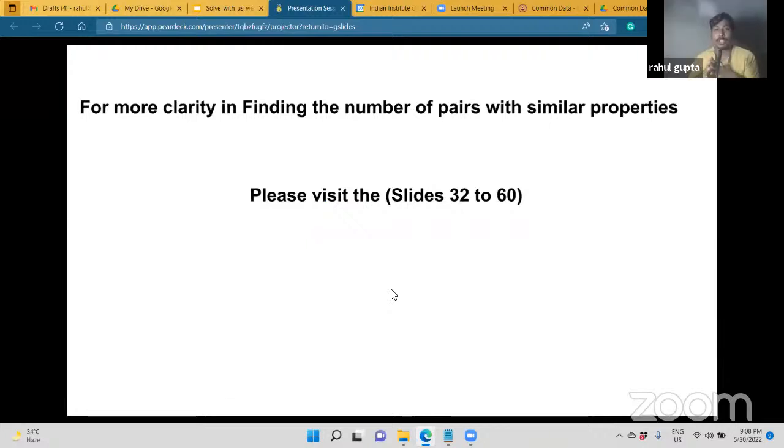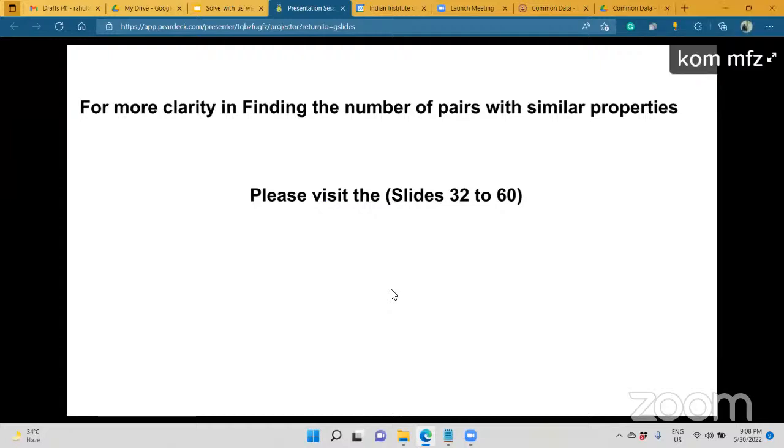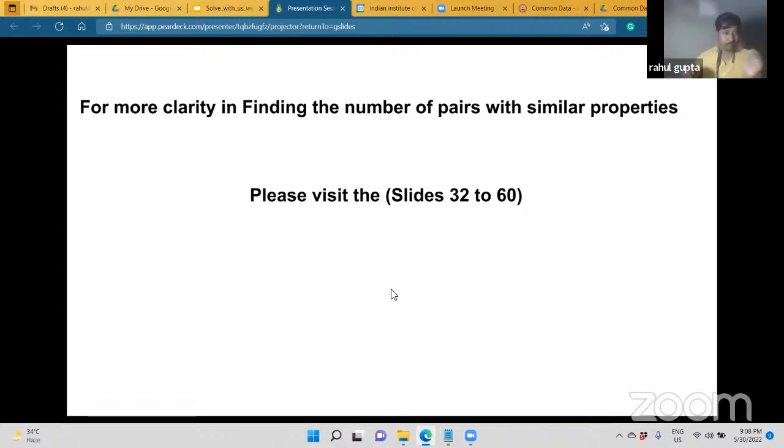Whoever is very confused with the pair thing and the nested while loop, I have created some slides, from 32 to 60. I'll not be able to discuss here, but I have created them and you can go and check. I'll upload this slide in that portal, right? Okay. Thank you, sir.